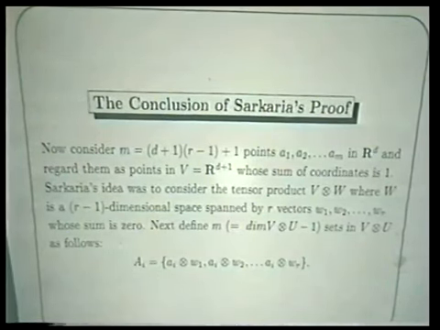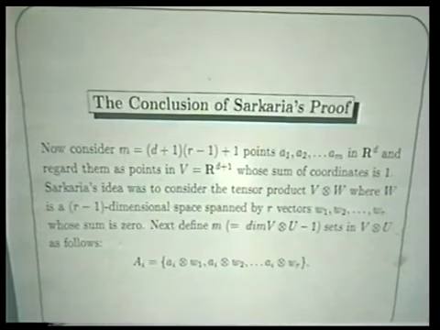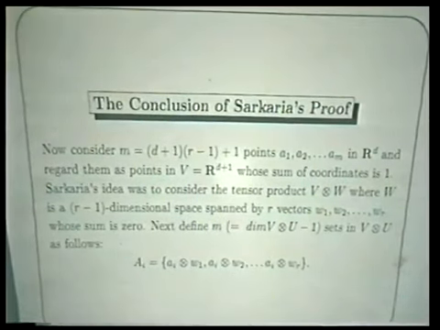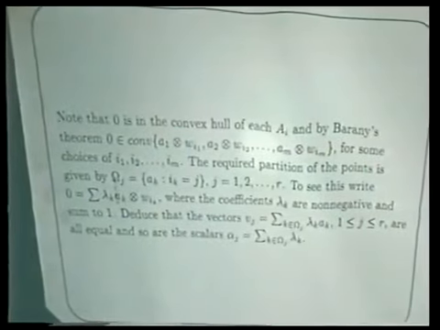And of course, 0 is in the convex hull of all these A_i, because 0 is the average of the points in the A_i. So now we can finish the proof. Note that 0 is in the convex hull of each A_i, and by Barany's theorem, 0 is a convex combination of one point from each of the sets. So 0 is in the convex hull of A_1 tensor W_{i_1}, A_2 tensor W_{i_2}, and so on up to A_m tensor W_{i_m}. And now you can see the partition.